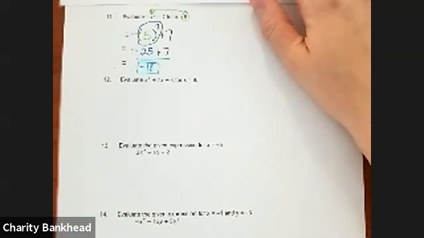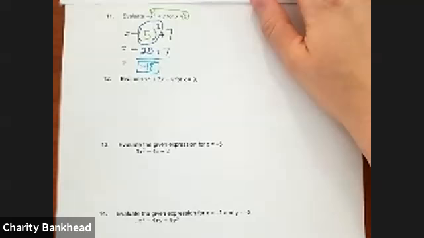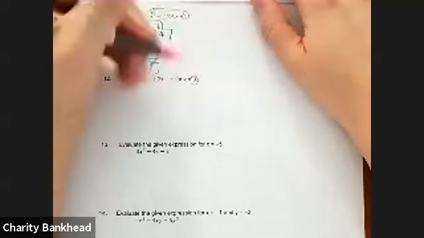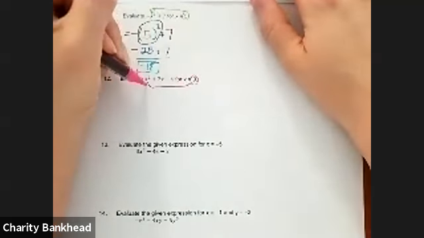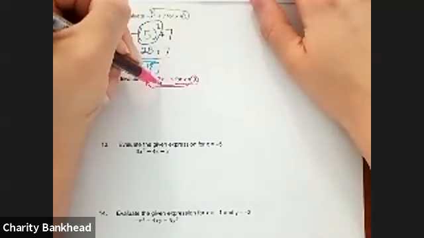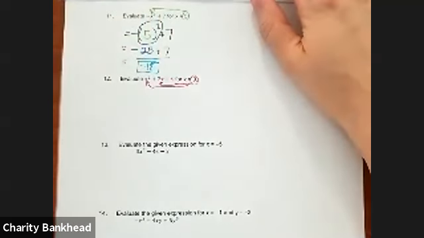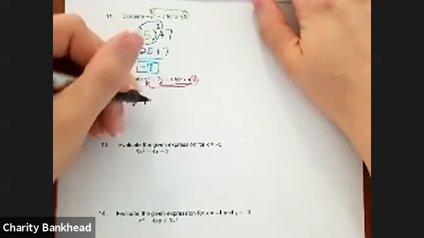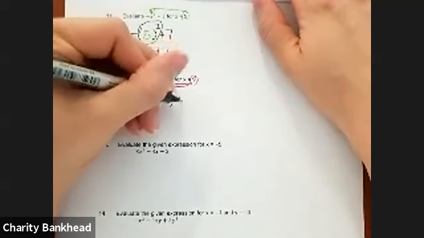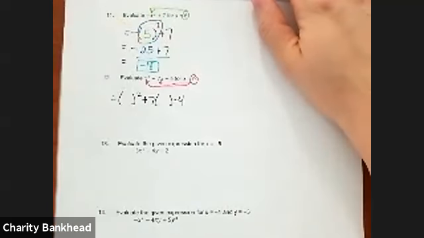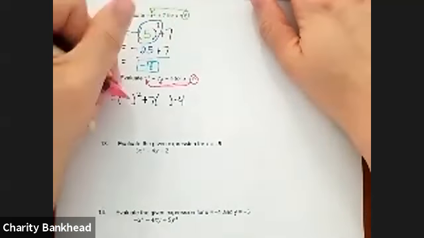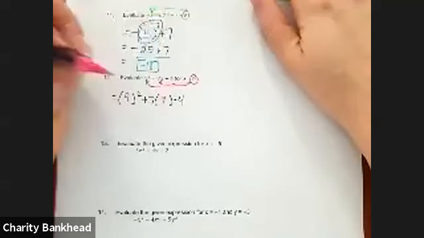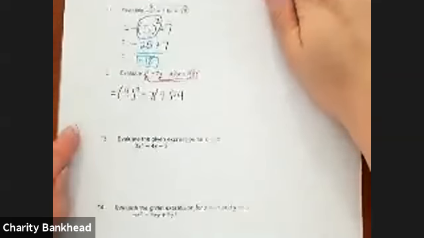Number 12 says, evaluate x squared plus 7x minus 4 for x equals 9. All right, so we're going to put 9 in place of each x in the expression. So let's write that down first. And I'm just going to put the 9 in the parentheses. So it's 9 squared plus 7 times 9 minus 4.